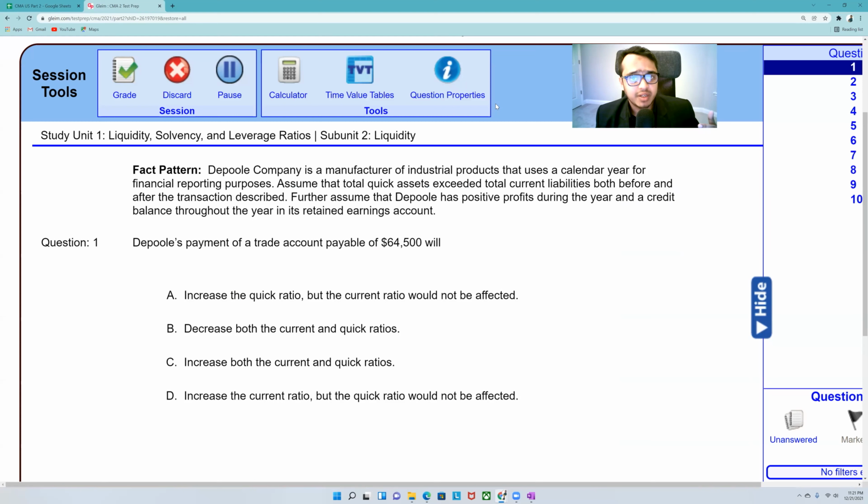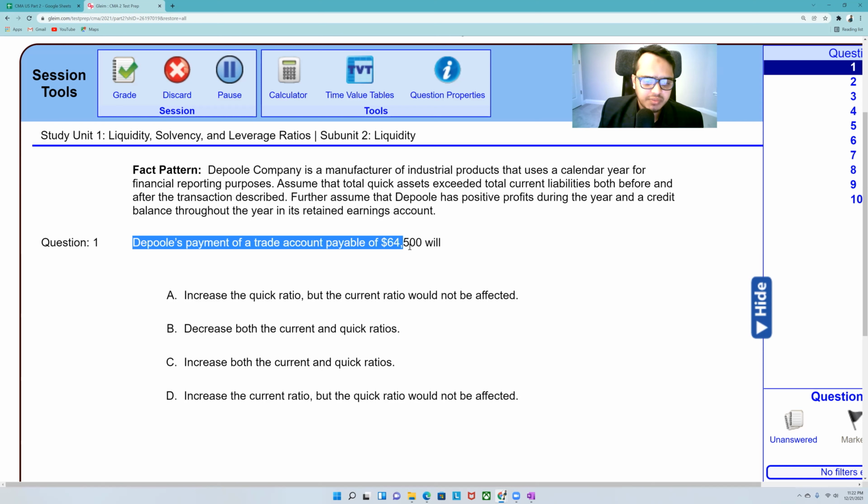If you have seen, we did not do the examples which were given in the textbook itself; we are going to do them here. If you go back and see the examples in the textbook, they're just easy illustrations: what's this ratio, how do you calculate that ratio? That's just dumping of data. But here you actually have to implement a lot of stuff. You need to apply a lot of thinking to get this done. Okay, so let's get started. Whenever we are solving this question, make sure that you read the requirement first. D-Pool's payment of trade accounts payable of 64,500 will, okay, if he's making this payment, what is it going to affect?